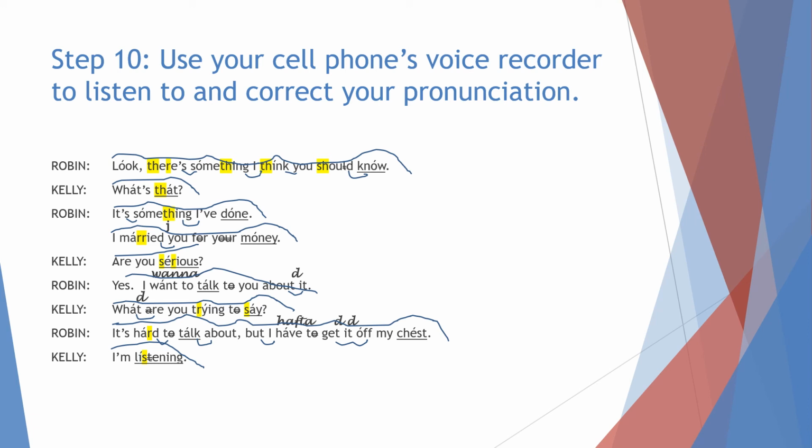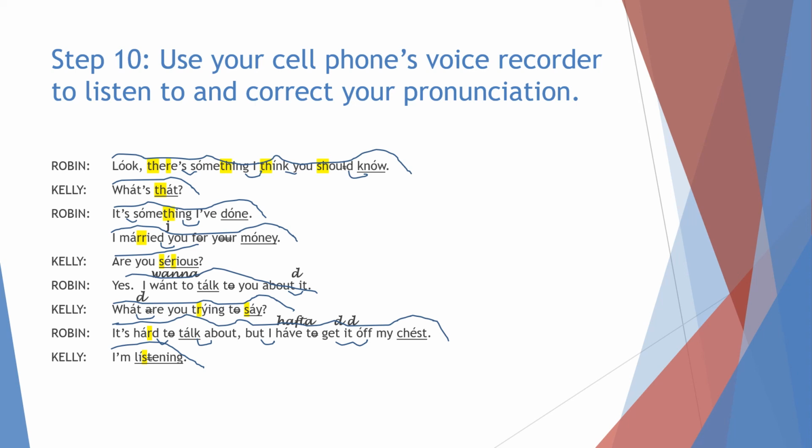Look, there's something I think you should know. What's that? It's something I've done. I married you for your money. Are you serious? Yes, I want to talk to you about it. What are you trying to say? It's hard to talk about, but I have to get it off my chest. I'm listening.